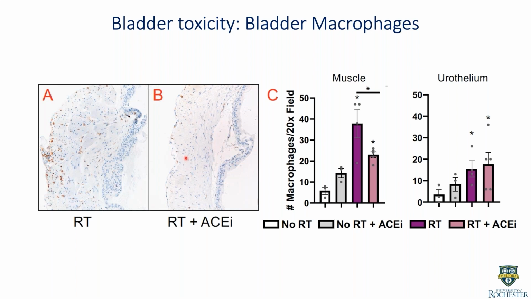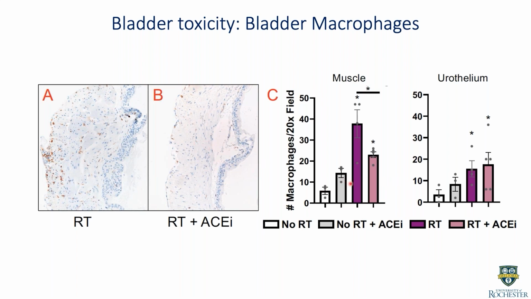So now we're looking at the mechanism of bladder toxicity, looking at the recruitment of macrophages to the bladder. And we're staining macrophages with F4/80. This is the brown cells here you can see in the bladder wall, and they accumulate in the bladder 30 weeks after RT. But if we give the treatment with ACE inhibitor lisinopril, this prevented the accumulation of macrophages in the muscle layer. And we've quantified this on the right-hand side.